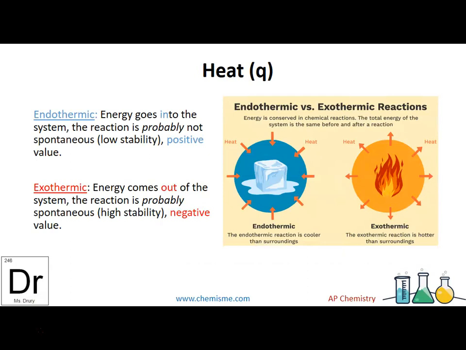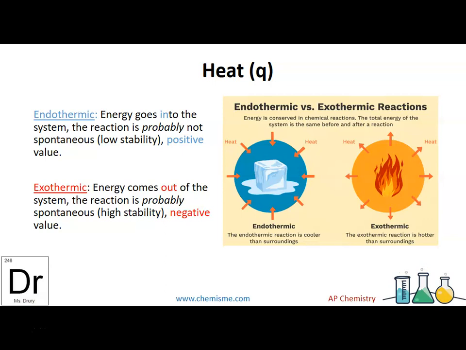So again, with the heat, we said there's two types. There's endothermic reactions, in which energy goes into the system, and it's probably not spontaneous, which we'll get back to. It's a low stability, positive value. And exothermic reactions, in which energy comes out of the system, is probably, again we'll come back to that, probably spontaneous, and has a higher stability and a negative value.